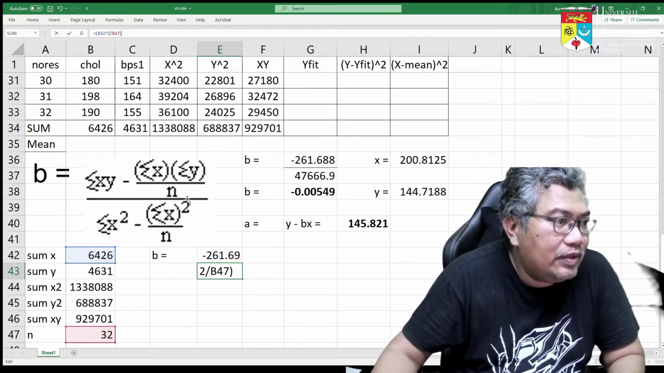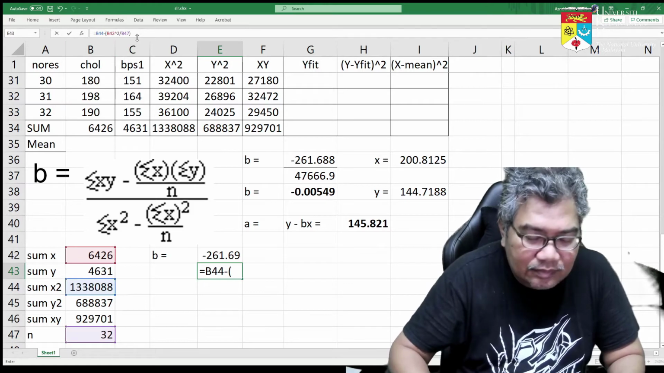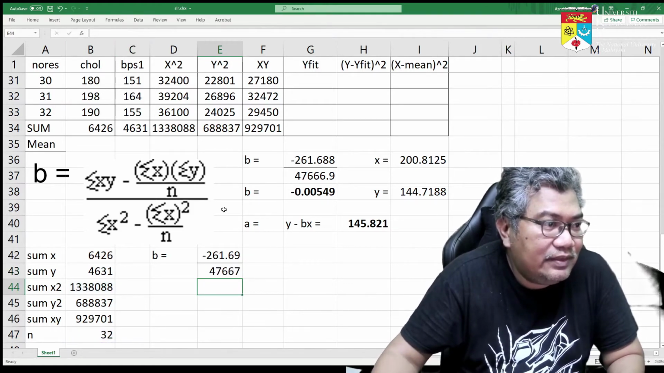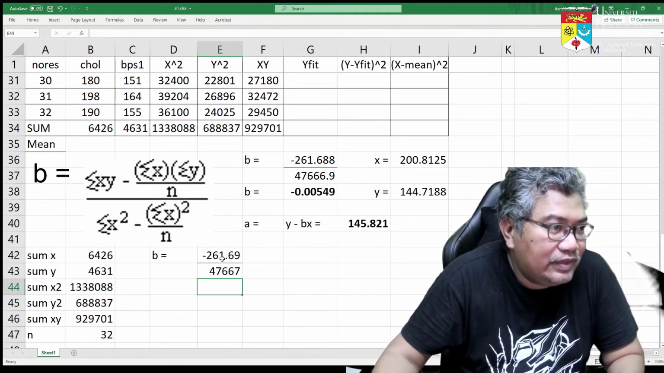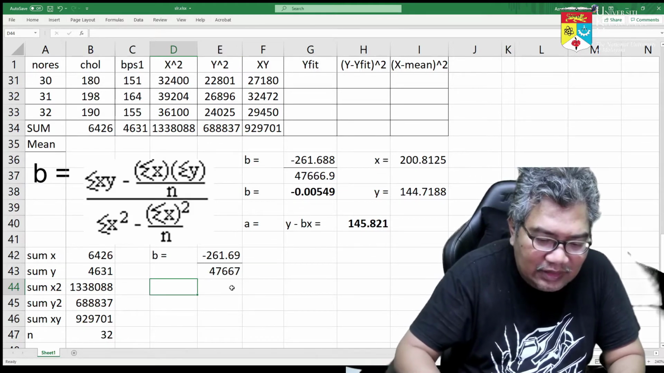Now we're going to put in the other half of the formula, which is the sum of x squared. So the sum of x squared minus that value. You got the value of 47667 for that. Now we have these two values together.